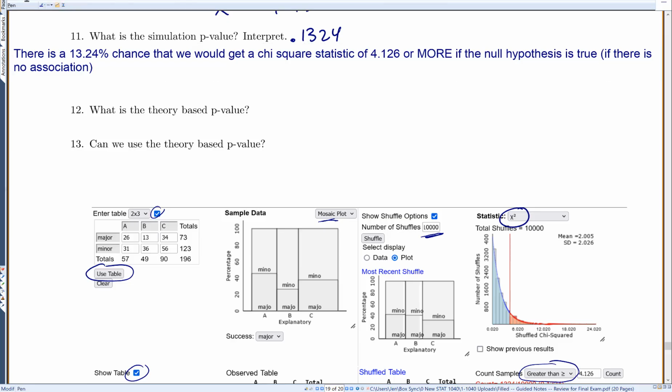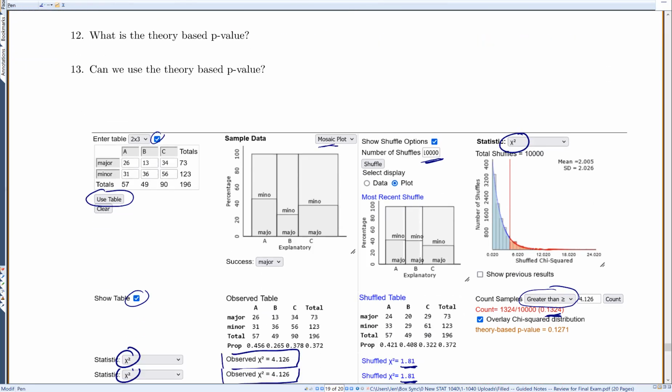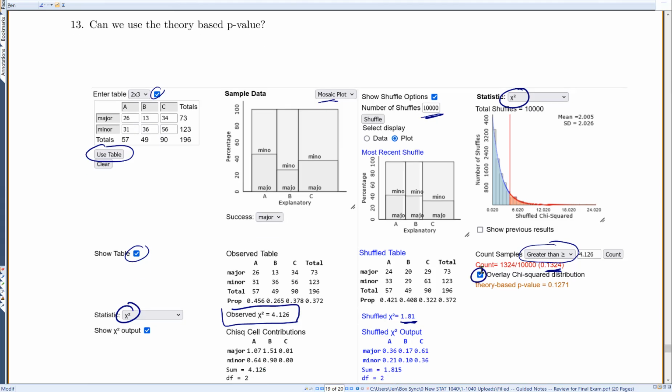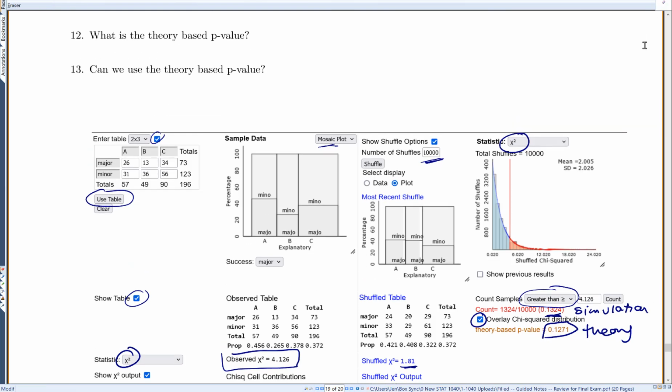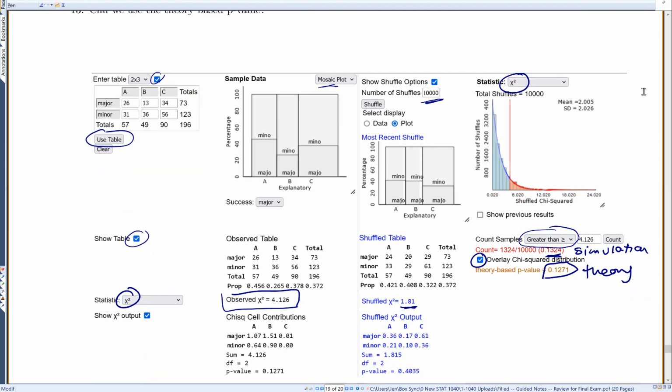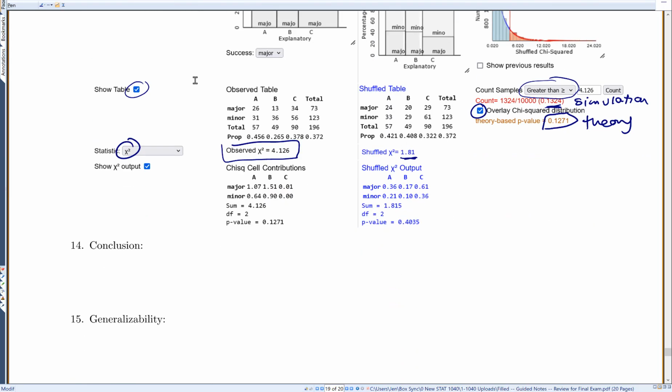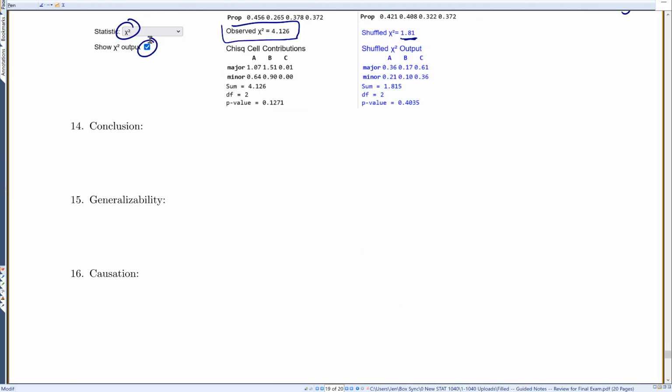What is our theory-based p-value here? To get our theory-based p-value, we just click this overlay chi-squared button, and it will tell you your theory-based p-value right here. This is my theory, this is my simulation. So 0.1271. I could also click this show chi-squared output, and it will also give you your theory p-value here. You can read off either spot.